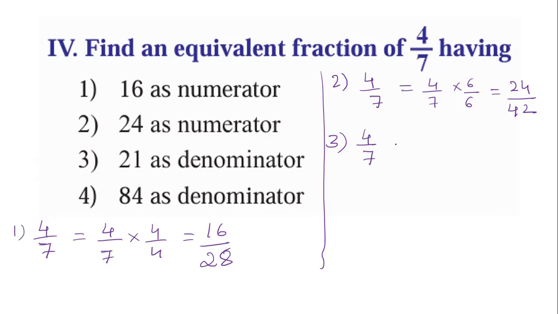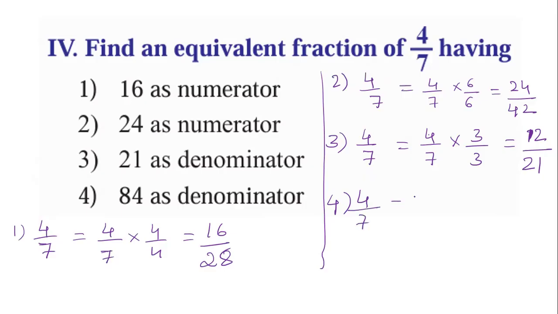Third one, 21 as denominator. 4 by 7 is the given fraction. We want 21. Just multiply numerator and denominator by 3. We get 4 3s are 12, 7 3s are 21. This is an equivalent fraction of 4 by 7.